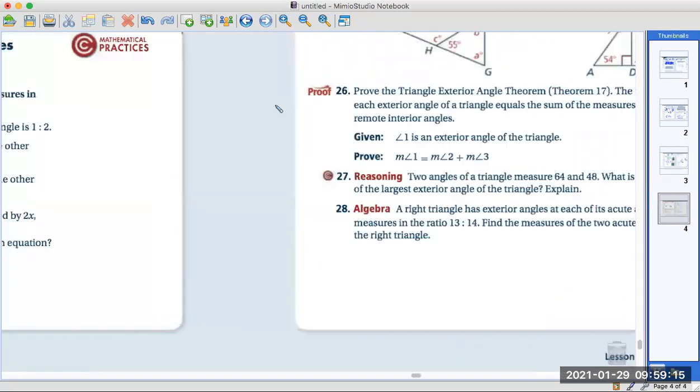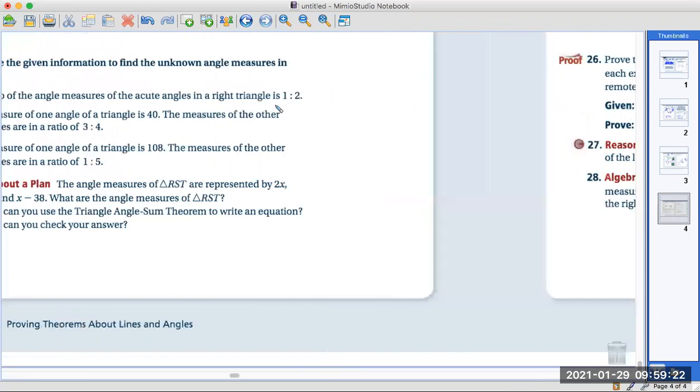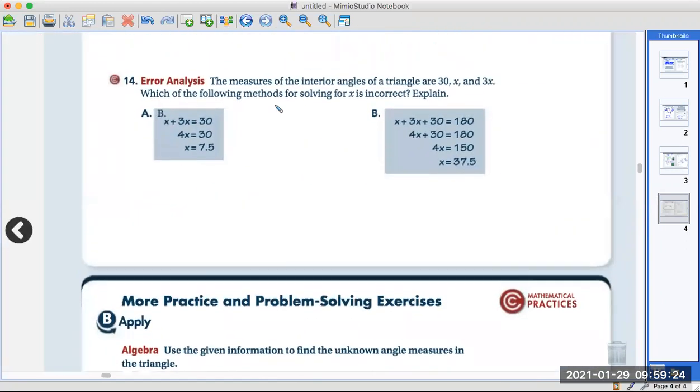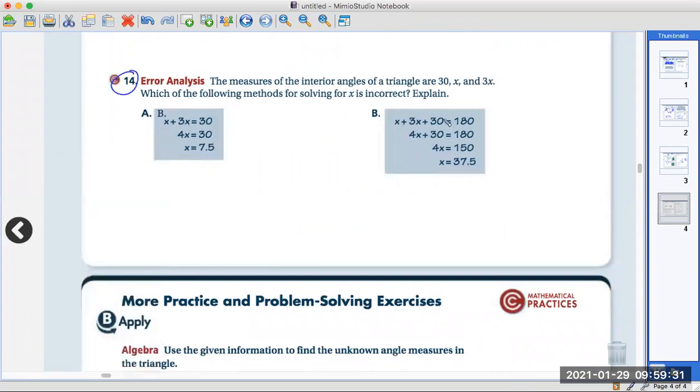So that was 11 and 12. And then 14. There's an error. Oh, this is the one I just showed you, kind of. Remember the x's? Look at it, and one of them is wrong, and then you have to explain why.